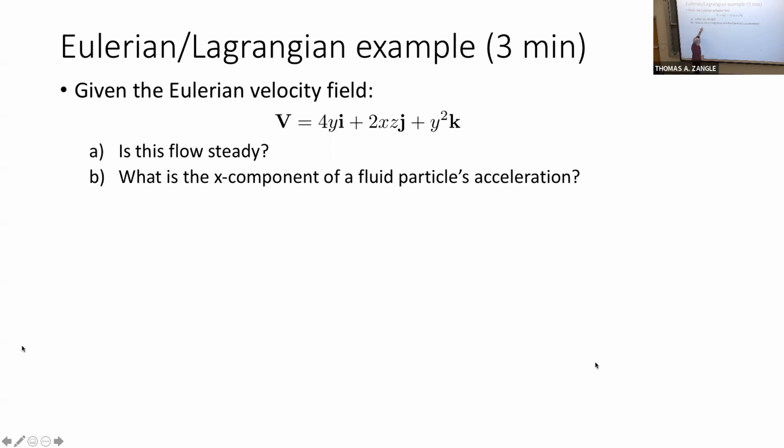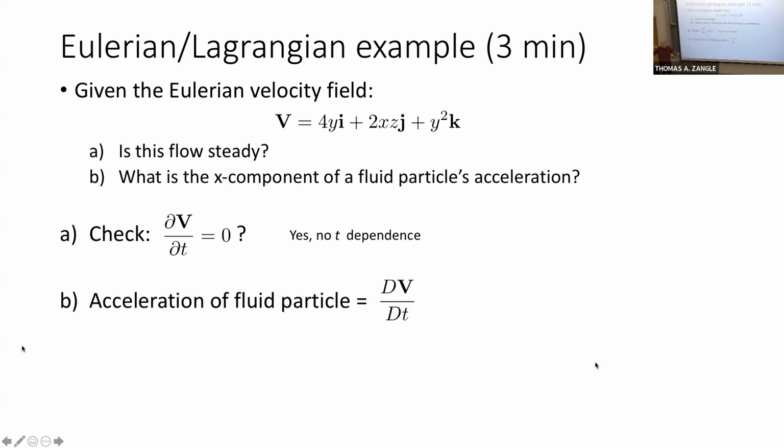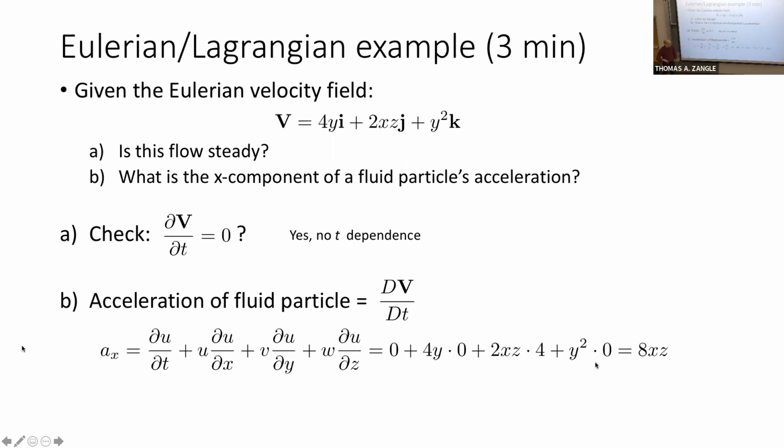Now the second part is, what is the x component of a particle's acceleration? For the first part, we checked that the partial derivative of v with respect to t is 0, and the answer is yes. There's no dependence on t, so the partial derivative is 0. Second is, what is the acceleration of a fluid particle? Here I'm looking for the x component. This would be the total derivative of velocity with respect to time. So my ax, I can expand out using the definition of this operator from the previous slide.